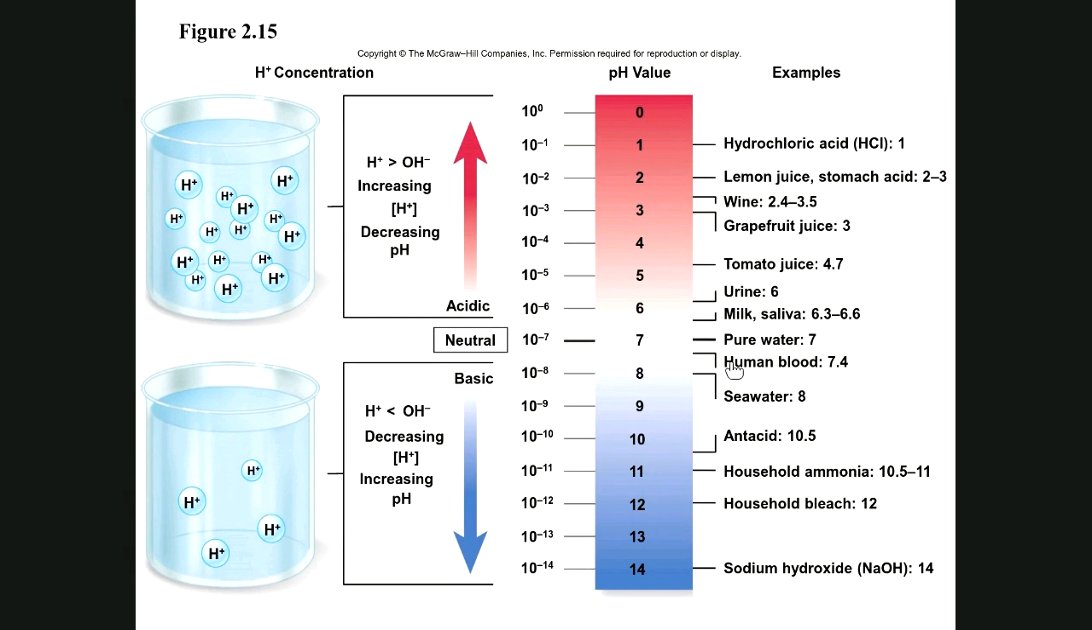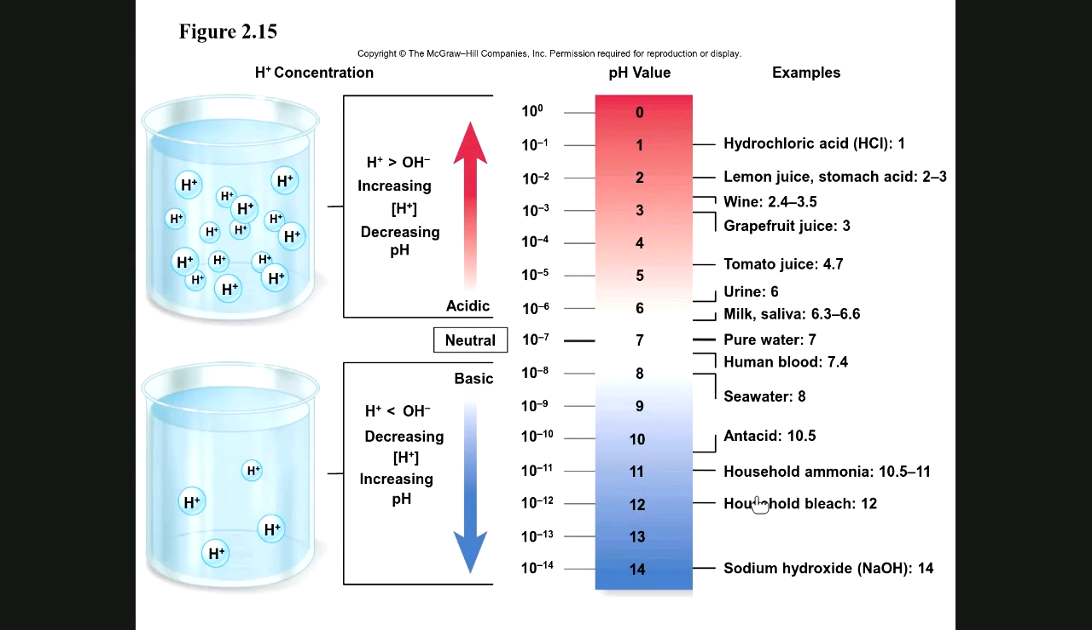Here are some of the things that you might be familiar with: tomato juice, grapefruit juice, wine, even beer is down here around this range. Tomato juice is a little bit higher, usually about 5.4 or so. So here we see some of the things. Lemon juice and stomach acid are very similar, right? Hydrochloric acid is your stomach acid. So if it's just pure hydrochloric acid, it's much lower.